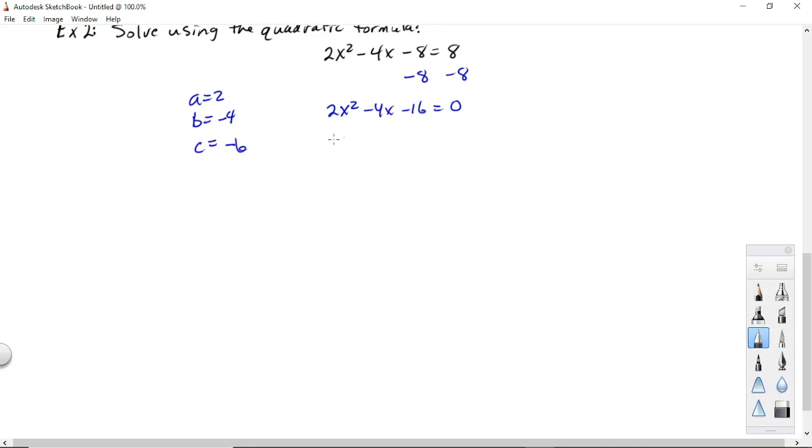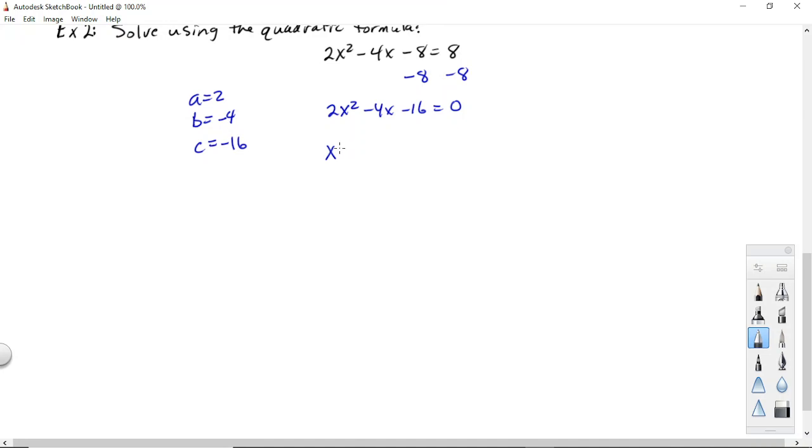Okay, so, whoops, I wrote negative 6. I should have said negative 16. Let's see, fix that. Okay, so we've got our a, b, and c. We'll plug them into the quadratic formula.